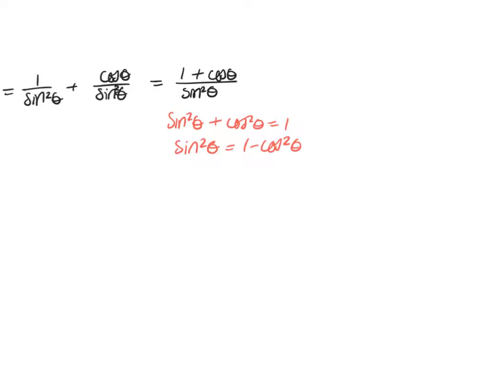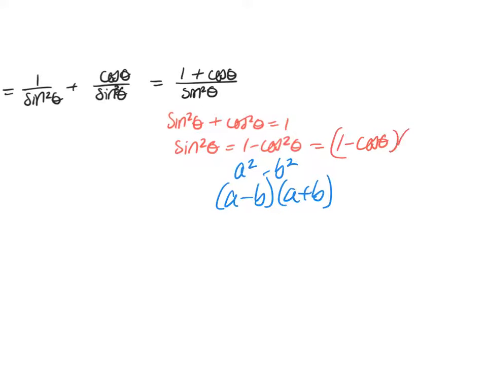But this has the form of a squared minus b squared, the difference of squares. So this has the form of a minus b, a plus b. So I can write 1 minus cosine squared theta as 1 minus the cosine theta, 1 plus the cosine theta. Do you all agree to that?